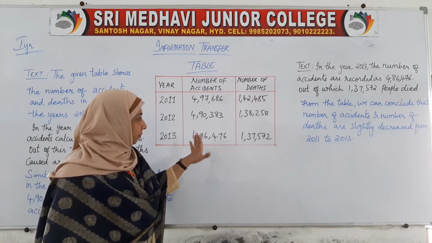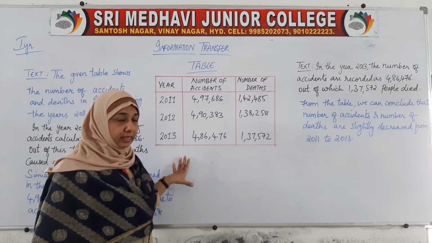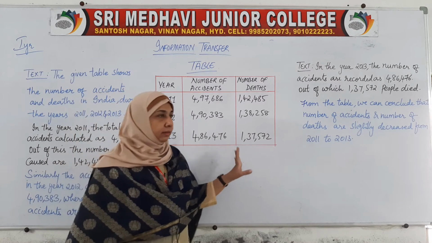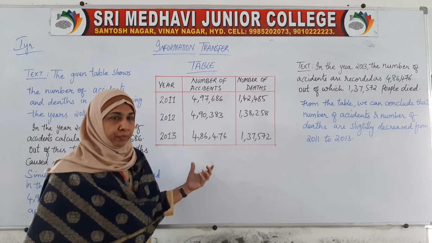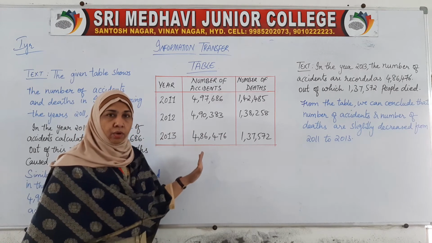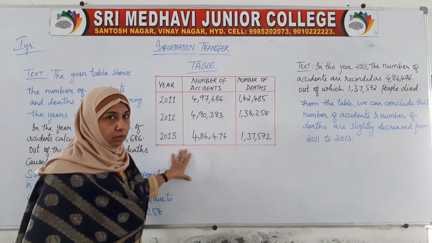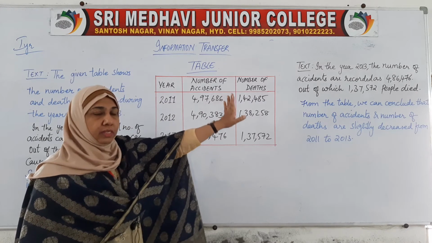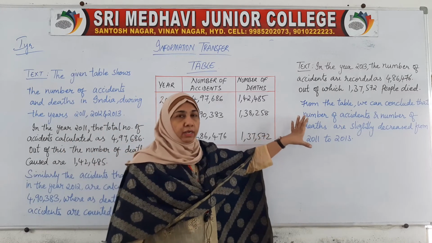Okay, these have undergone accidents, these have suffered accidents, and out of that these many people have died. Okay, we have completed the third row with all the columns. The facts presented in all the columns we have presented in the form of text. Now this is our conclusion.